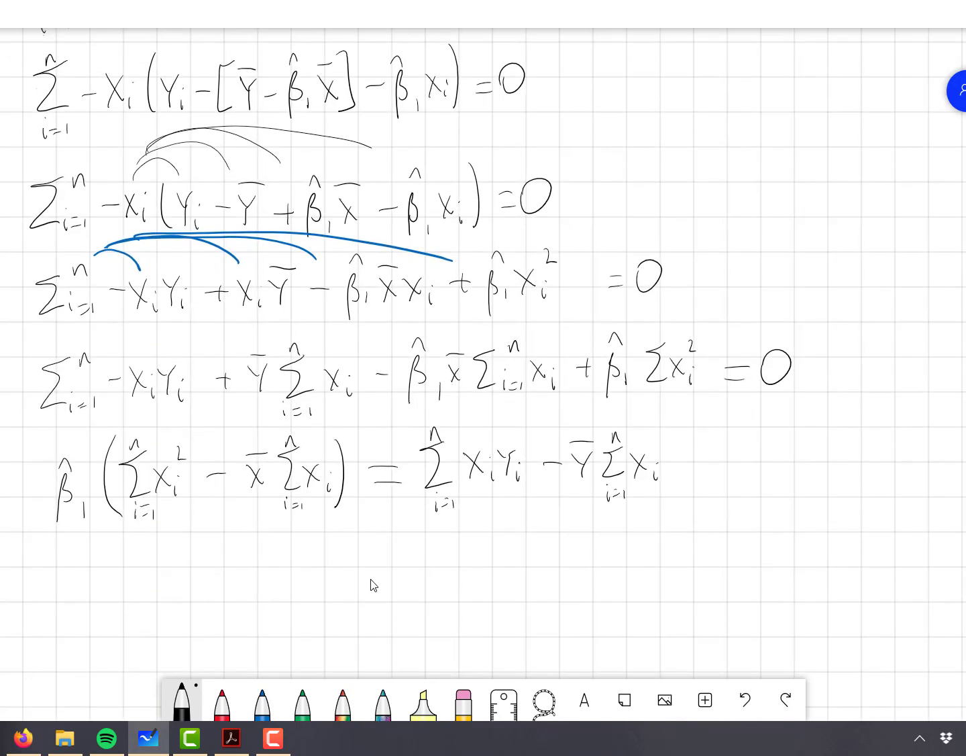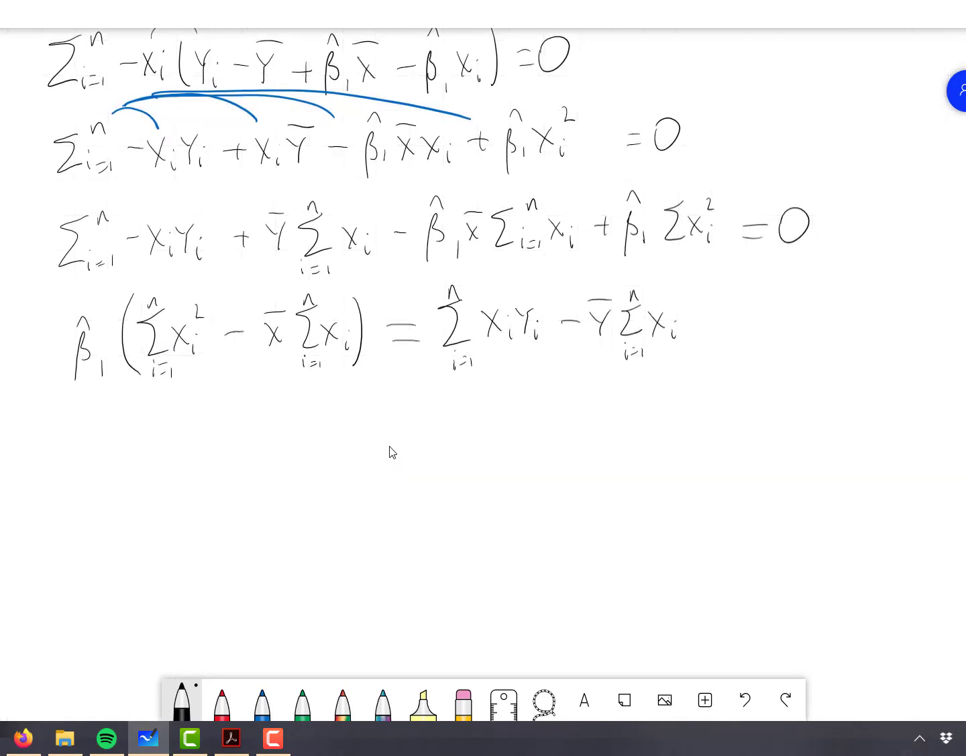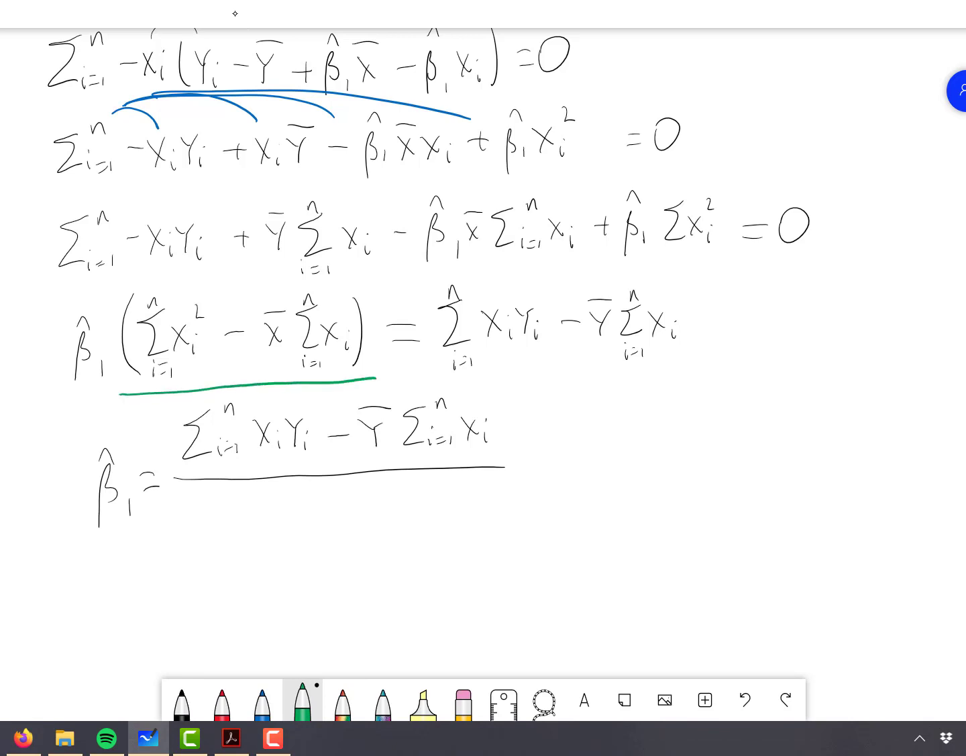And then technically if we just scroll down a little bit more, we can solve for a version of beta hat 1, which will be equal then to that sum i equals 1 to n xi yi minus y bar sum from i equals 1 to n of xi. Divide that then by our term here, which we can just divide by right here to have that sum xi squared minus x bar sum of xi.